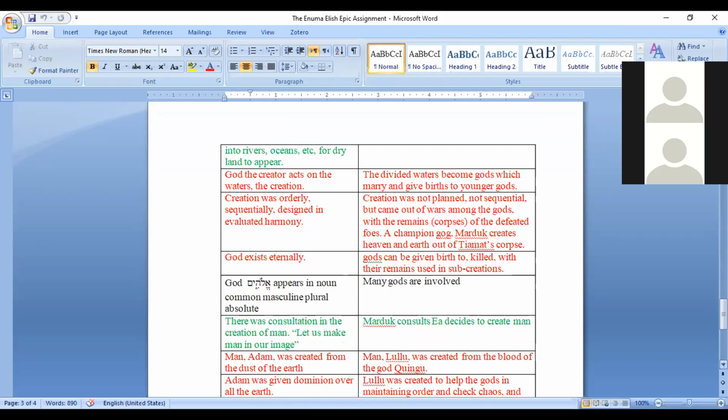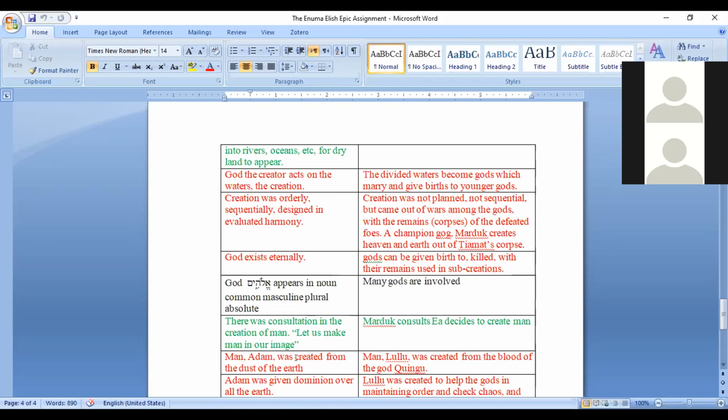Another one that I didn't differentiate or compare is that many gods are involved in Enuma Elish. Also in Genesis, God appears in the plural form. Elohim appears as a noun, common, masculine, plural, absolute. There was also similarity when man was made. In Genesis, God consulted other persons of the Godhead. In Enuma Elish, Marduk consults with Ea and decides to create man. In Genesis, that is now the differences.